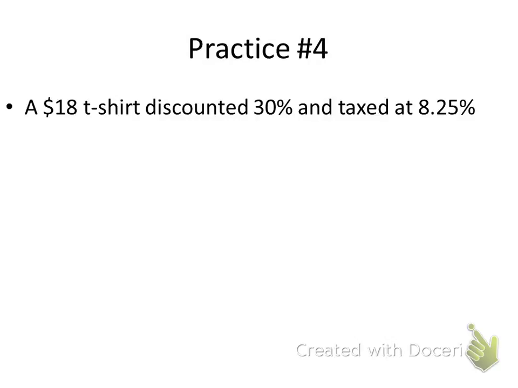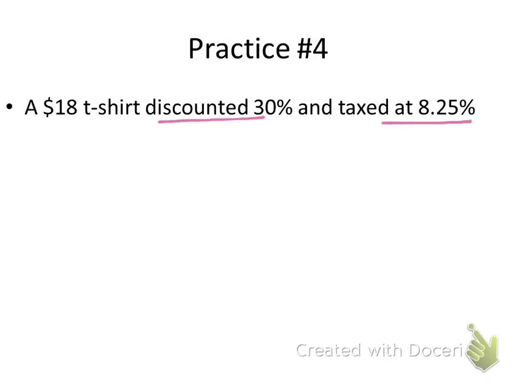Practice number 4. So we have an $18 t-shirt. It's going to be discounted 30%. And then when I went to check out, it was taxed at 8.25%. So just looking at this problem, how many percent increase or decrease are you going to end up with? So I'm going to underline them. My first is discounted 30%. My second is taxed at 8.25%.